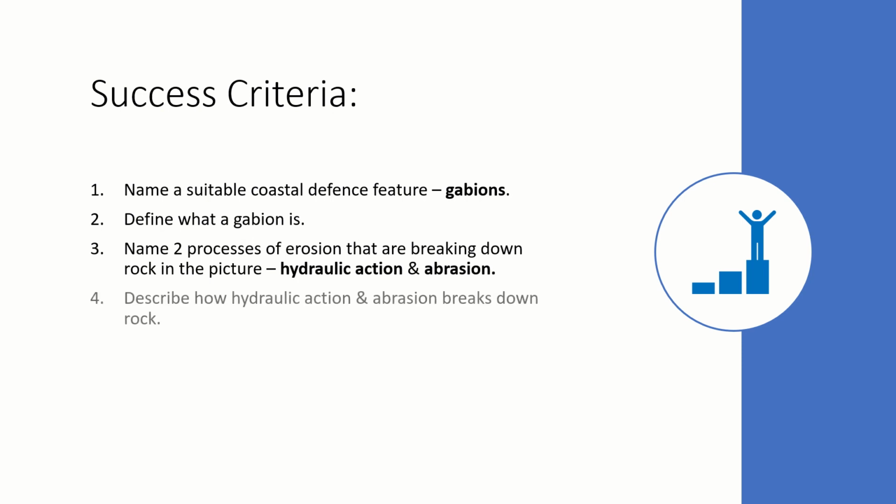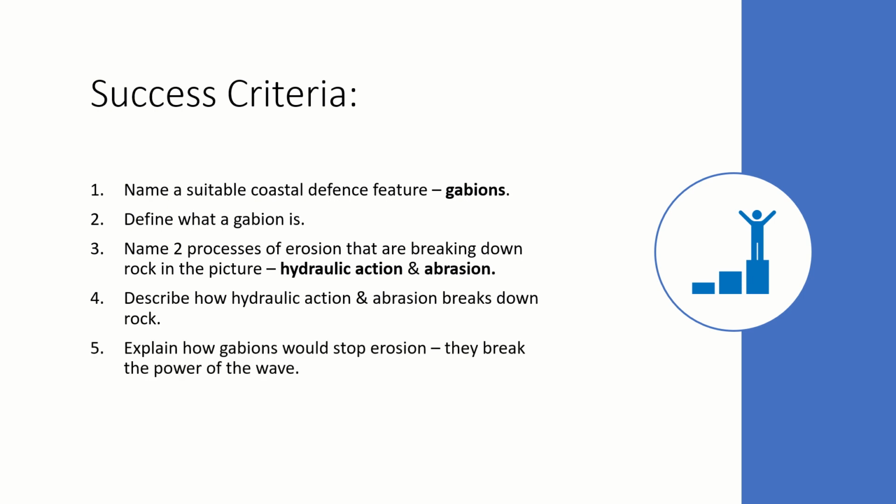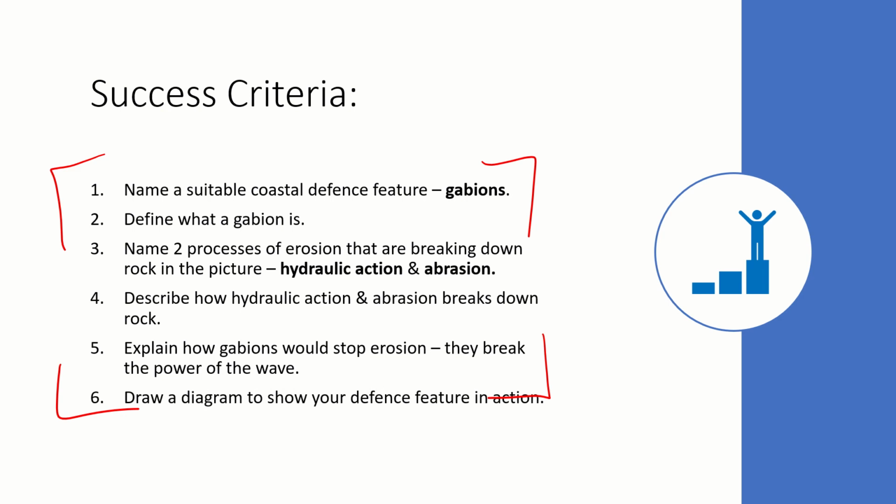Our examples are hydraulic action and abrasion. You have to describe how hydraulic action and abrasion break down the rock. You have to explain how gabions would stop erosion, so they break the power of the waves. And if you can do those 5 things, you're on track to a perfect answer. The last thing you could do is include a diagram to show your defense feature in action.